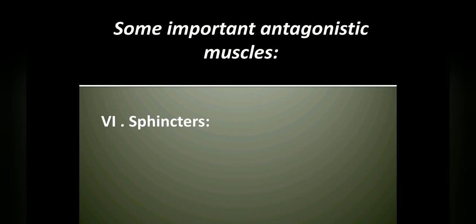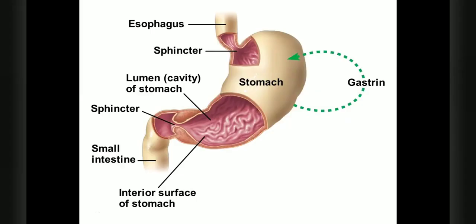And the last antagonistic muscle we have is sphincters. Sphincters you might have studied in other chapter also and in your 10th standard also. Sphincters are nothing but they are circular muscles present in the inner wall of anus, stomach, etc. And they are mainly considered for closure and opening. So sphincters are also considered as one of the important muscle. So these are some of the important antagonistic muscles which you have to learn.